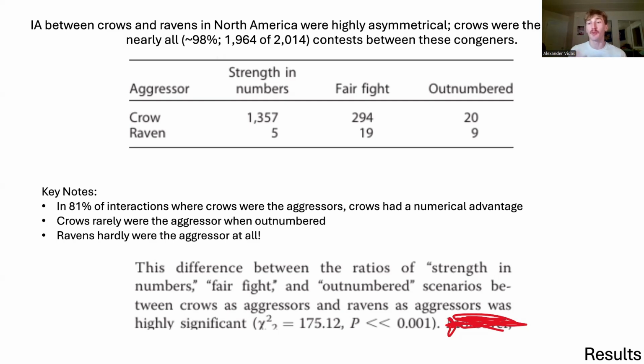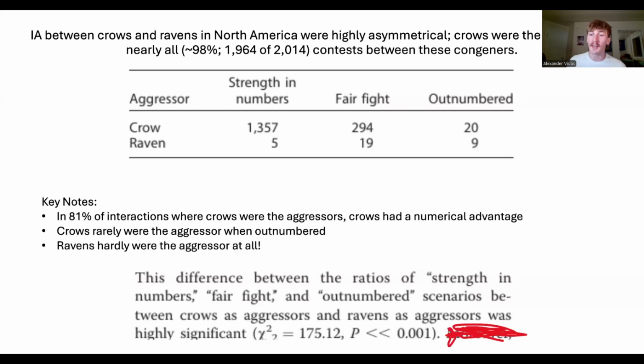So if we remember that first research question that the authors were asking, they wanted to know if the IA between crows and ravens was going to be asymmetrical or not. And the authors did indeed find that the IA between crows and ravens in North America was highly asymmetrical. Crows were the aggressor in nearly all, about 98%, of the contests between these two species. And if we remember our second research question, that was based on whether the number of individuals in the aggressor species or the target species had any impact on the likelihood that IA would happen between crows and ravens.